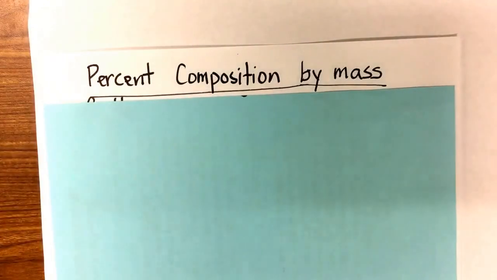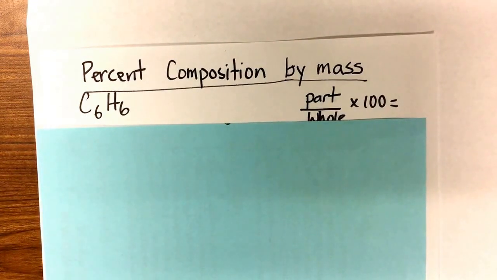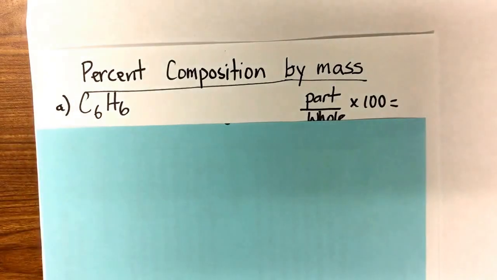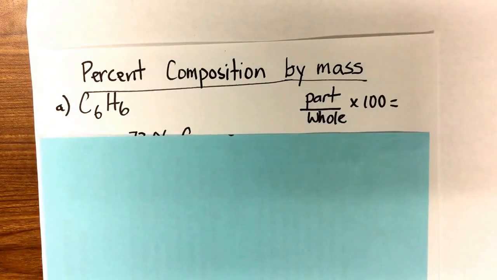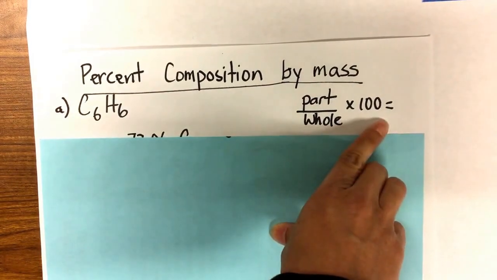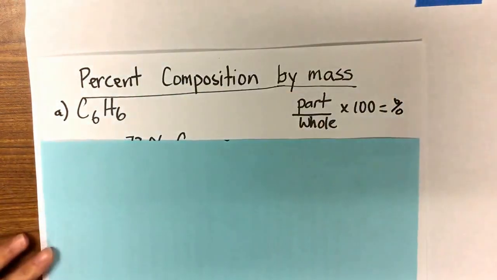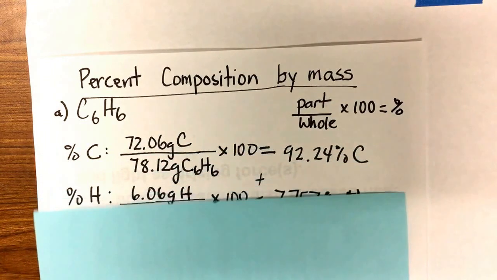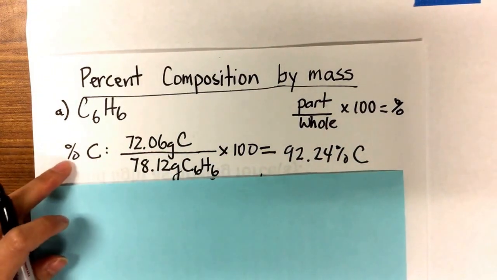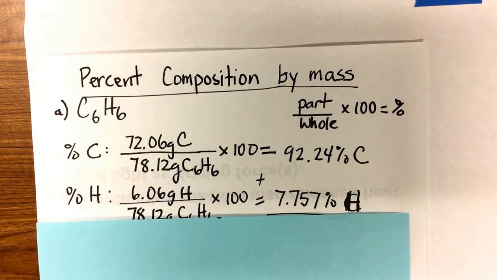By mass, what we're looking at is we're given the formula, and it's C6H6. This is A. We're looking at problem number A and finding percent composition by mass of that. We remind ourselves that percentages have always been based on this part over whole idea, times 100, and that will give us our percentage in the end. Now, if you break this compound out, there are 2 components to this compound. There's carbon, so percent by mass of carbon, and there's also hydrogen, so percent by mass of hydrogen.